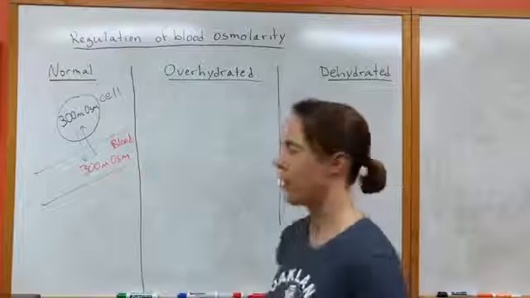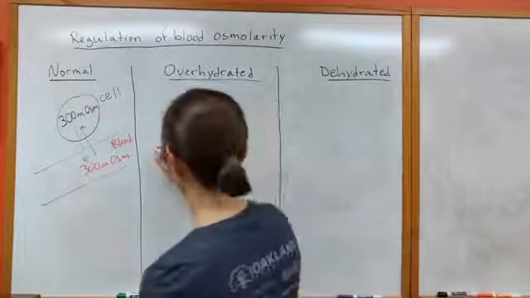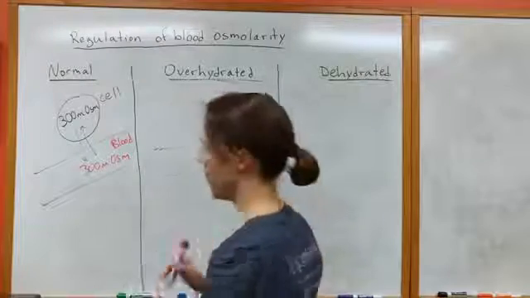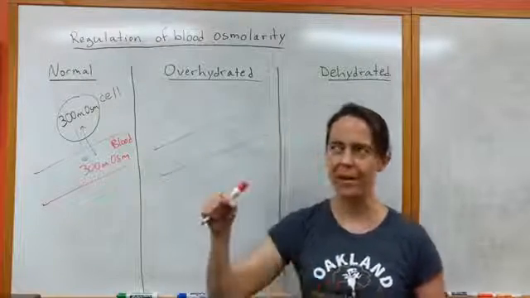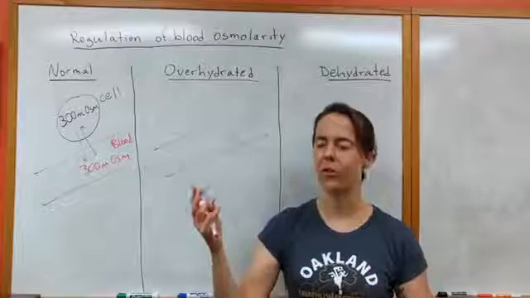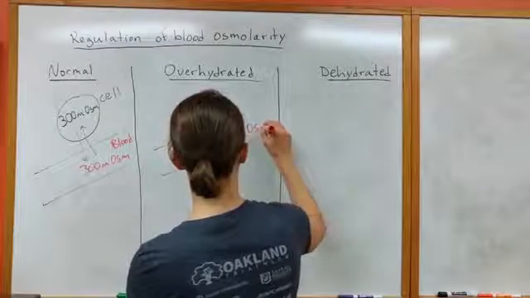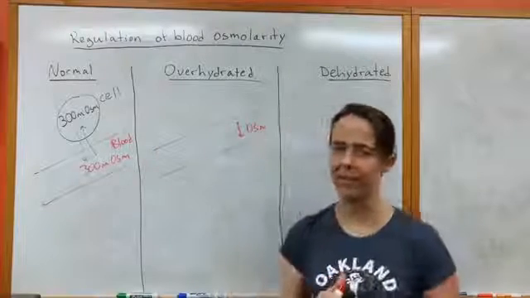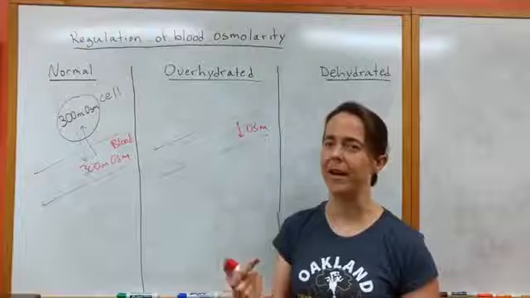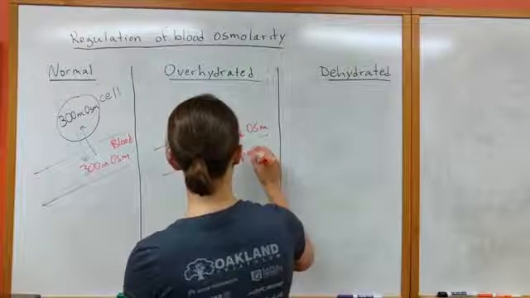What about a condition where you're overhydrated? So actually, let's draw the blood first. Okay, so you're overhydrated, the osmolarity is down. That means there's too much water, right? And not as much solute, so the osmolarity is decreased. Another way of saying this is that we have a hypoosmotic solution, right? So the blood is hypoosmotic.